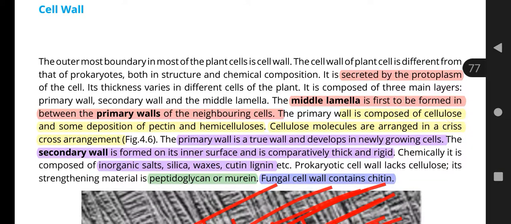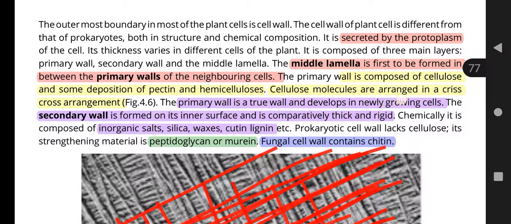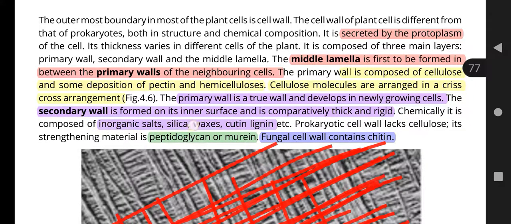Primary wall is composed of cellulose, pectin and hemicellulose. Cellulose molecules are arranged in a crisscross manner. The primary cell wall is a true wall and develops in the newly growing cells. The secondary cell wall is formed on its inner side and is comparatively thick and rigid. Chemically, it is composed of inorganic salts, silica, suberin, cutin and lignin.